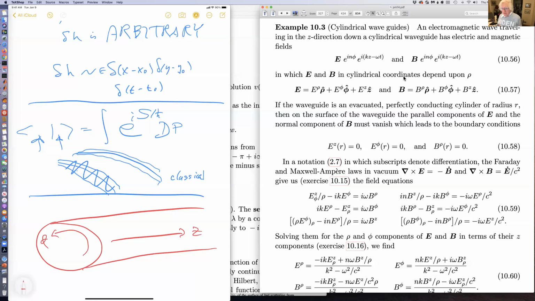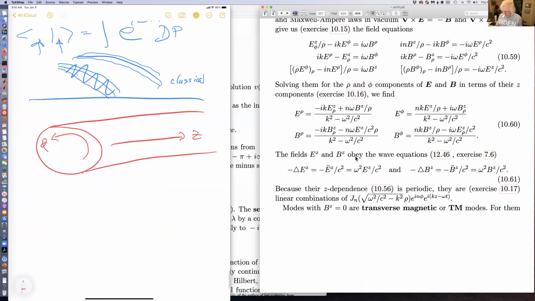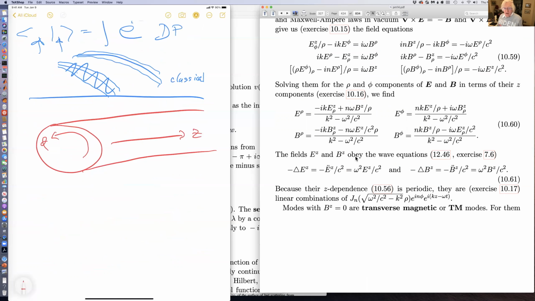Because we're just talking about, let's see, these equations. What we're saying is that minus the Laplacian of E is omega squared over c squared times E double dot, and minus the Laplacian of B is omega squared over c squared times B double dot. So these are the equations of electromagnetic waves in vacuum.